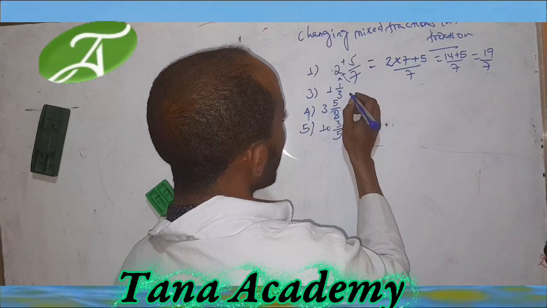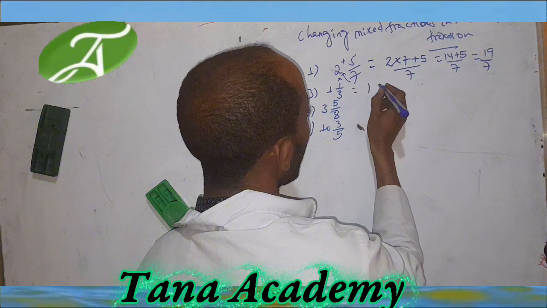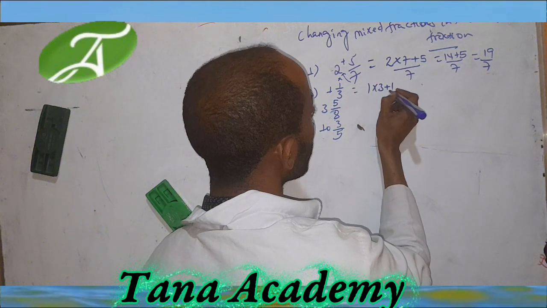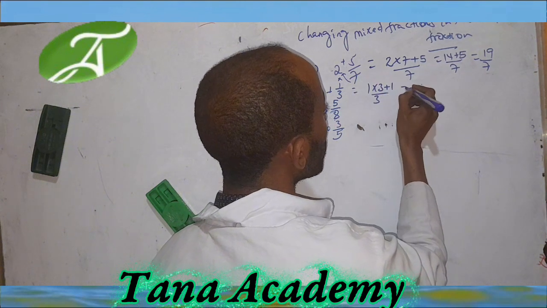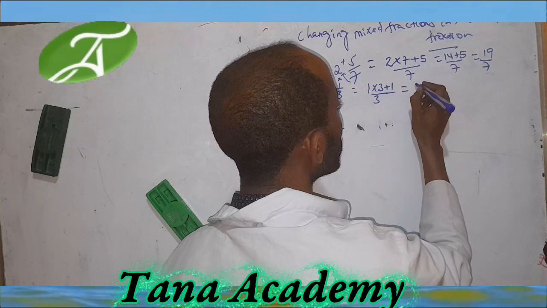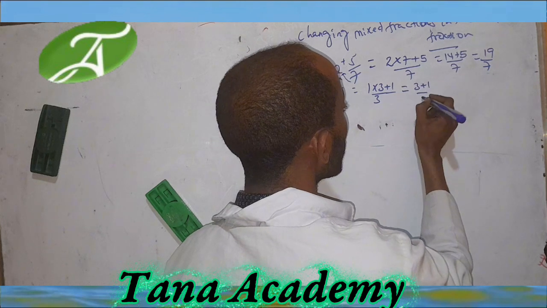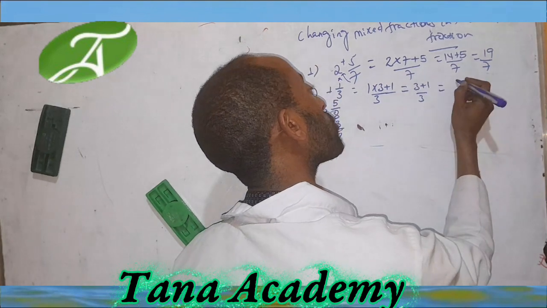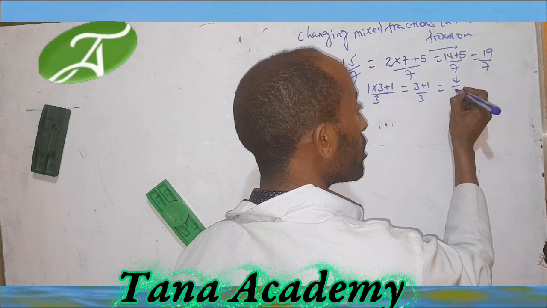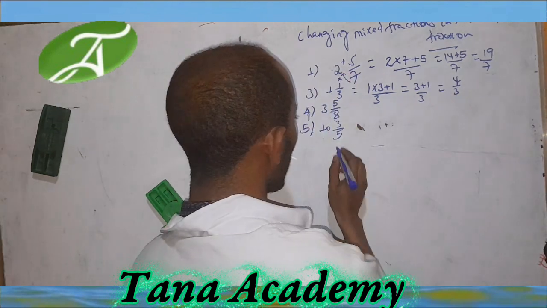Again, 1 and 1/3 means 1 times 3 plus 1 over 3, which is equal to 3 plus 1 over 3, and it means 3 plus 1 becomes 4 over 3.